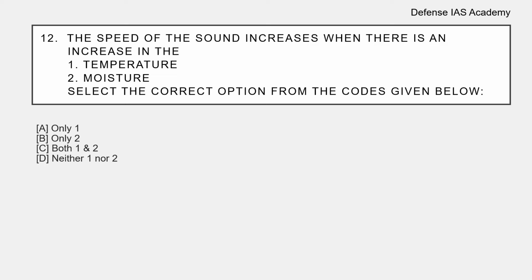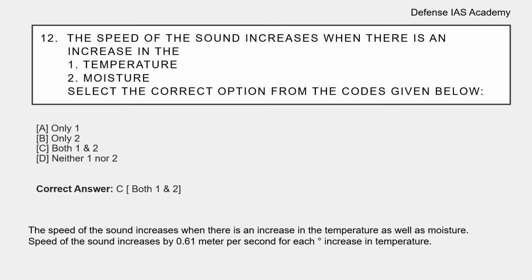Question number 12. The speed of the sound increases when there is an increase in the 1. Temperature, 2. Moisture. Select the correct option from the codes given below. Options are option A only 1, option B only 2, option C both 1 and 2, option D neither 1 or 2. The correct answer is option C both 1 and 2. The speed of the sound increases when there is an increase in the temperature as well as moisture. Speed of the sound increases by 0.61 meter per second for each increase in temperature.